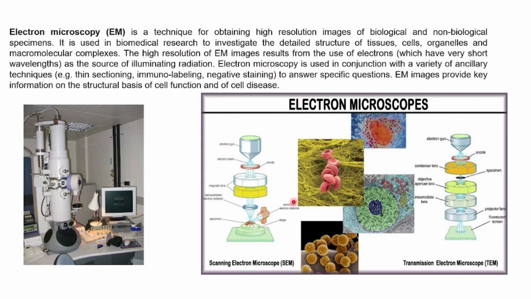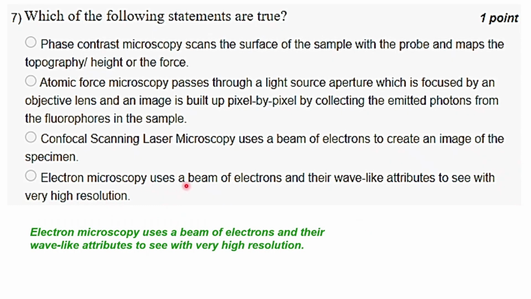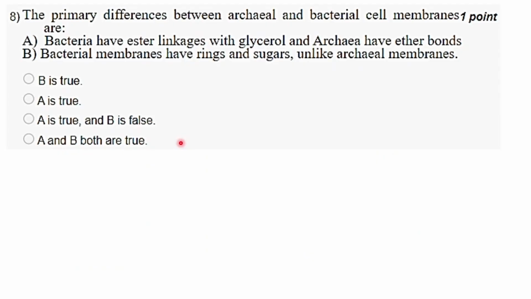So this is how electron microscopes work out. There are basically two types of electron microscopy technique: the scanning electron microscope and the transmission electron microscope. From the name you can see the scanning electron microscope will basically scan the surface. You'll get a very good surface image. The transmission electron microscope will go inside the sample and will give a better image. So according to that, the electron microscope uses a beam of electrons and their wave-like attributes to see with very high resolution. This was the correct answer. The other answers are not correct. So yes, move on to the next question.